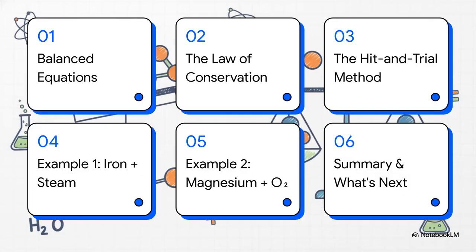So here's what we have planned for today. First, we'll look at what a balanced equation actually is. Then we'll talk about a very important rule, the law of conservation. After that, we'll get into the main part, the hit and trial method, with a couple of good examples. We'll do one about iron and steam, and another with magnesium and oxygen. And finally, we'll wrap it all up with a quick summary and see what's coming up next.